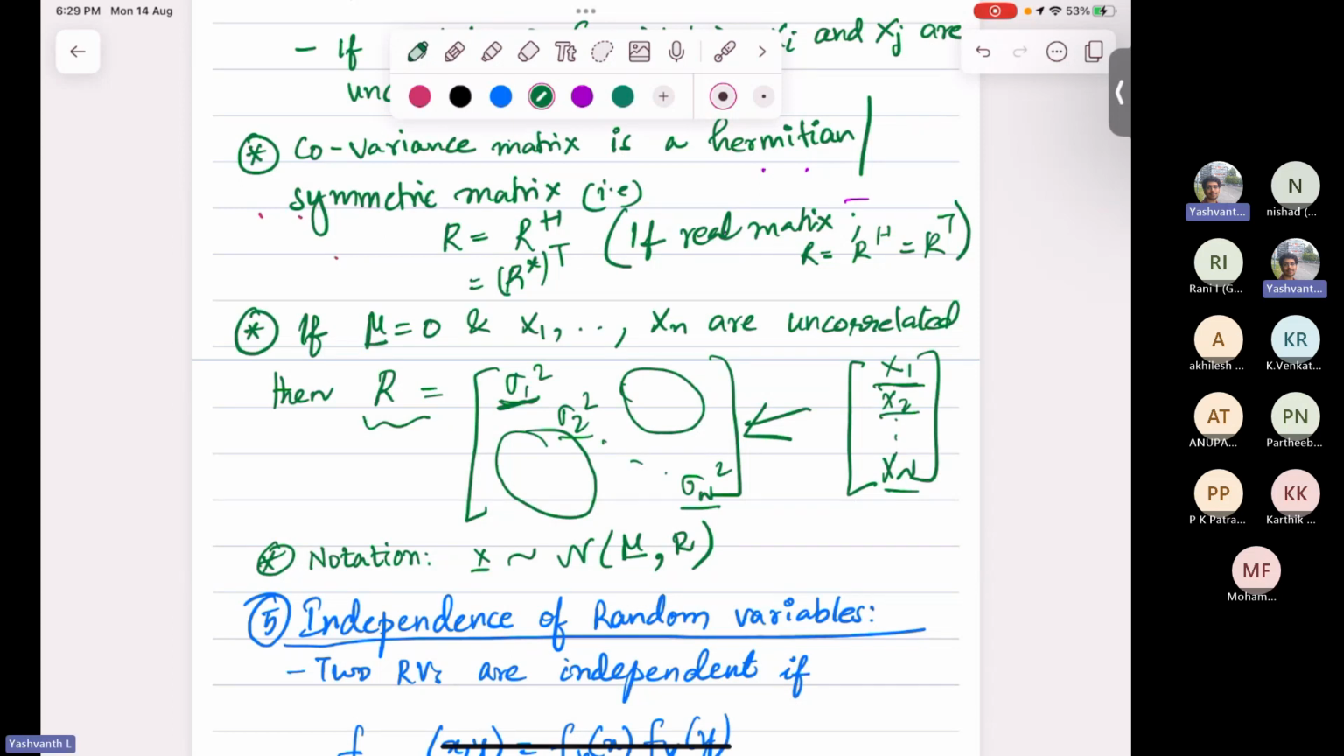So I get a diagonal matrix. If you know that a covariance matrix is diagonal, then that means the elements are uncorrelated, so all the elements are uncorrelated with each other.